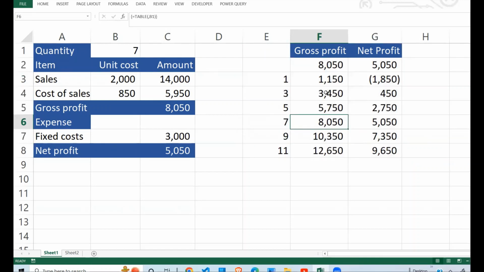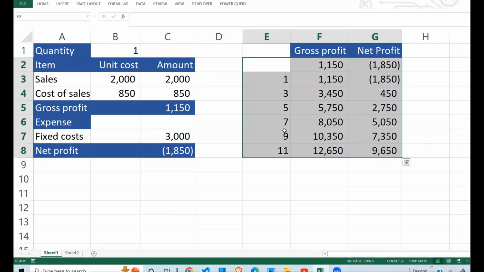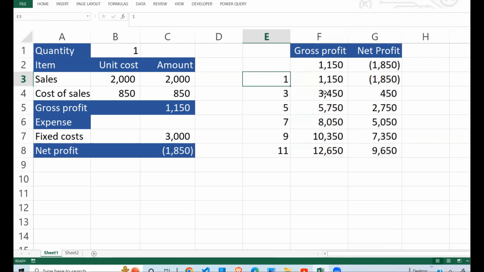So what the what if analysis does, it goes in, puts a 1 here. If I put a 1 there, you'll see that my gross profit becomes 1150, like so, and my net profit becomes 1850, which is right there. And the first one represents what is put in our model here. So this way we can generate very fast the profit and the net profit as the quantity varies.